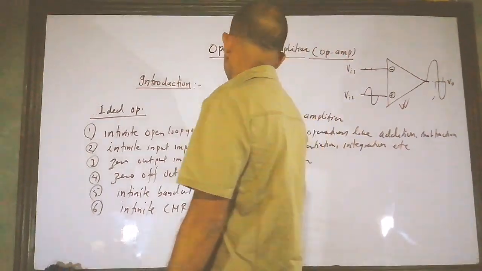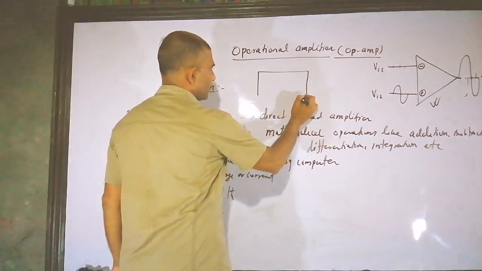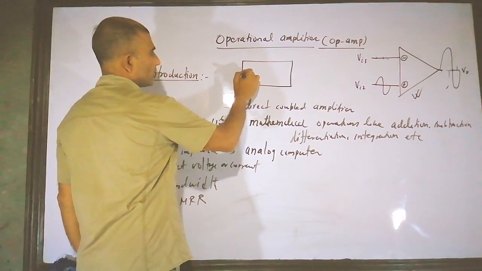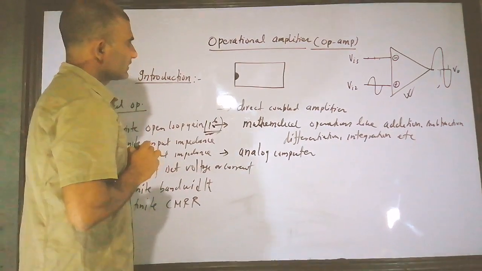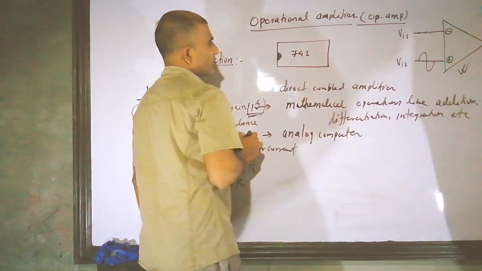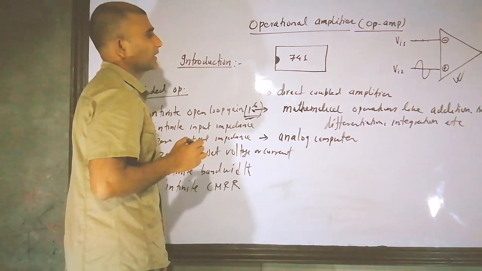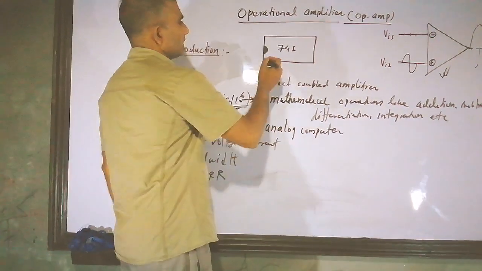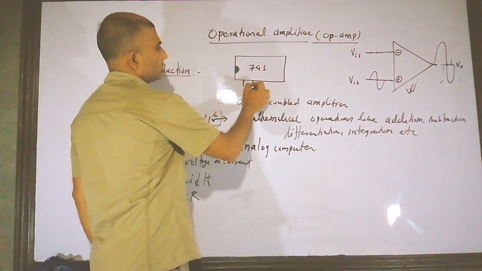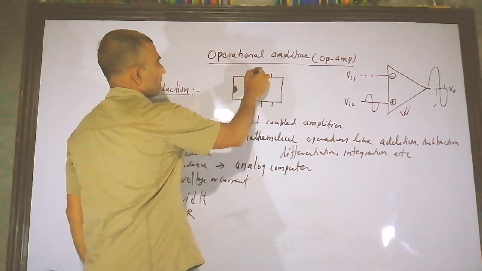Actually, it is in the form of an IC, and the IC looks like this. You see one cut on one side of the IC, and suppose it is written number 741. This is the universal IC, the most common op-amp IC, but there are different numbers also. This is what we commonly get in the lab, and it has 8 pins: 4 pins on the lower side and 4 pins on the upper side.